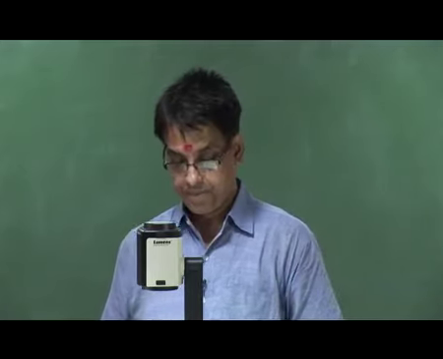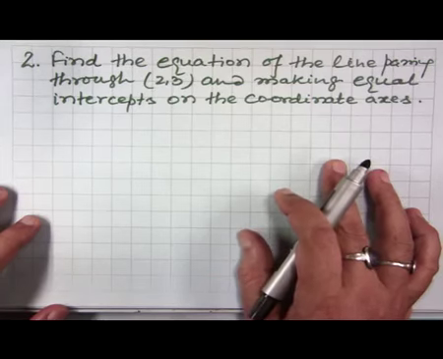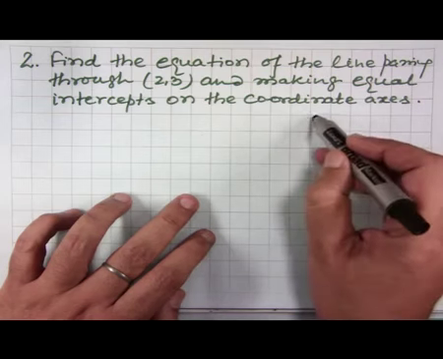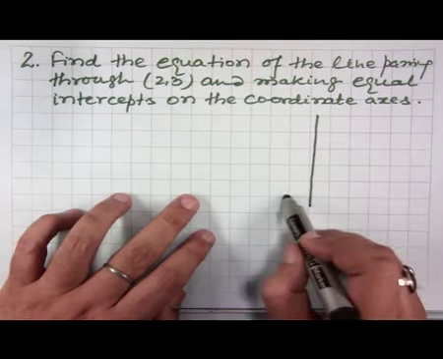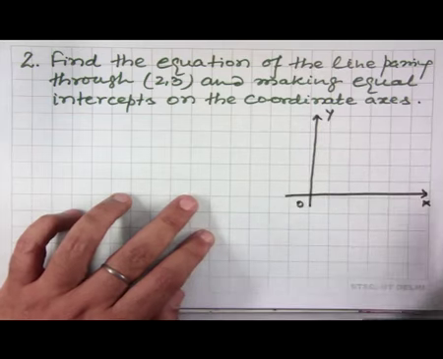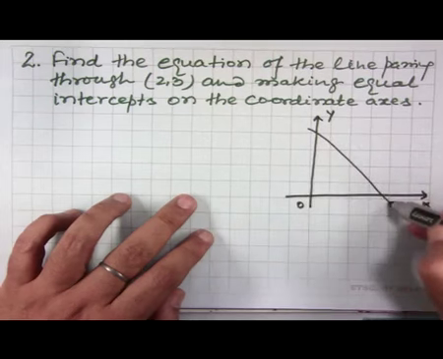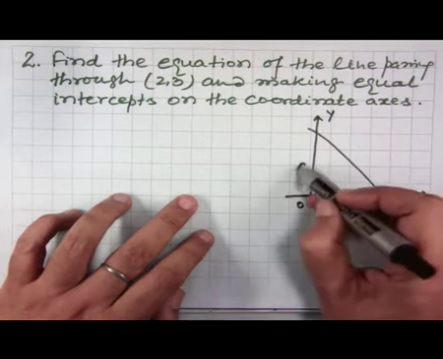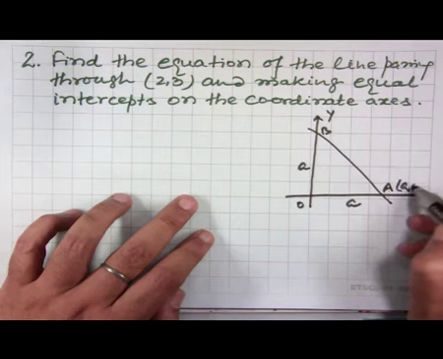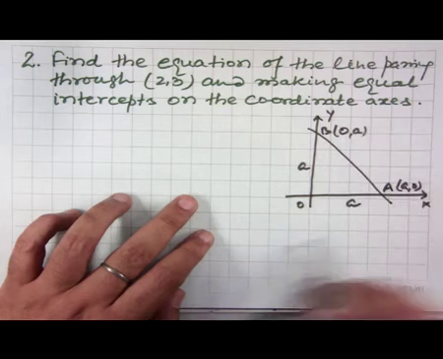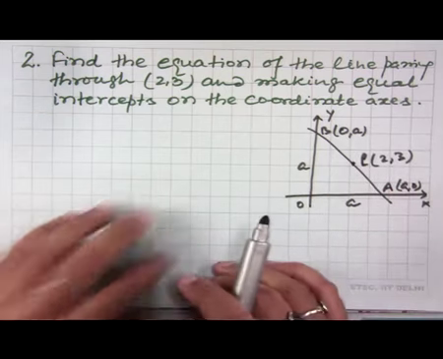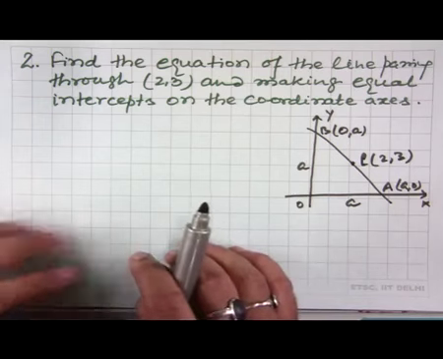Now, find the equation of the line passing through 2, 3 and making equal intercepts on the coordinate axes. Means the situation is like this. This is the x axis, this is the y axis, this is the origin 0. We have to find the equation of this line which makes equal intercepts. This is A and this is B, means the coordinate of this point is A, 0 and this point is 0, A. And this line passes through the point P 2, 3. What will be the equation of this line?